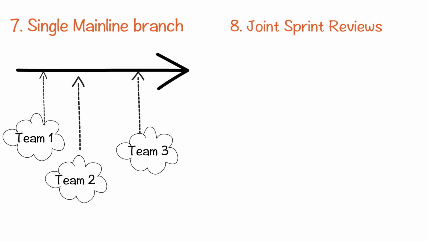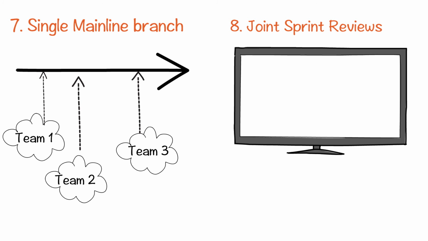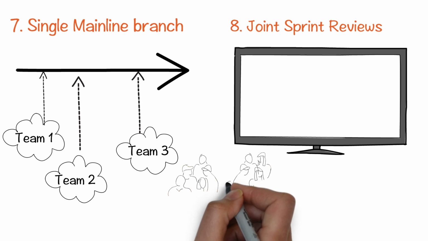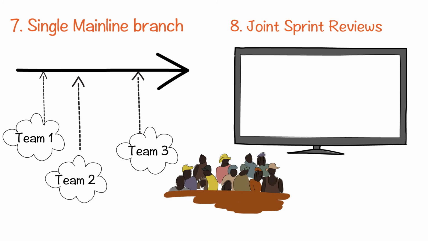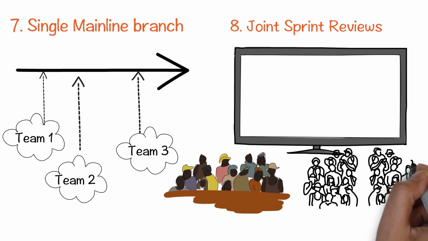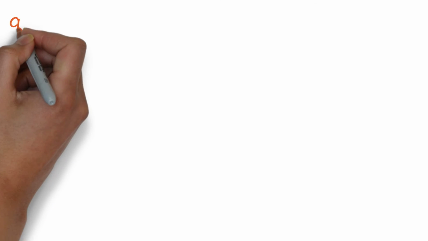Have joint sprint reviews. Plan it on the last day of the sprint and choose a convenient time considering the time difference. During the sprint review, each of the Scrum teams across the centers will demonstrate their sprint output from the same mainline build. This will ensure that the product is continuously maturing sprint on sprint.